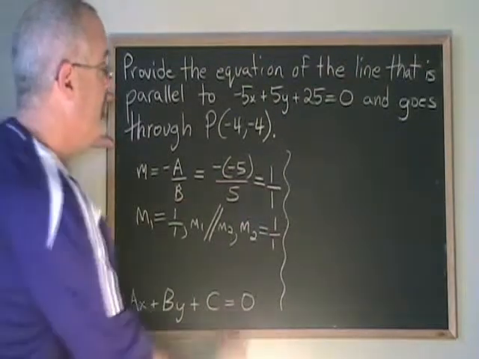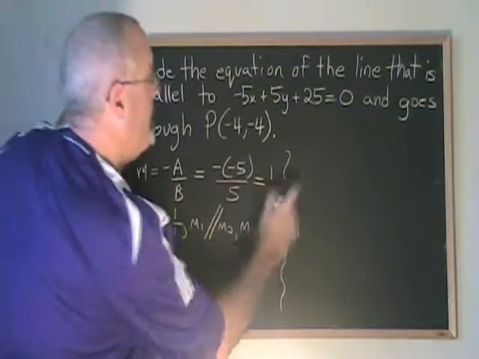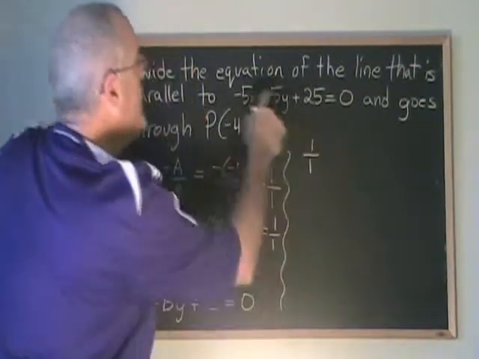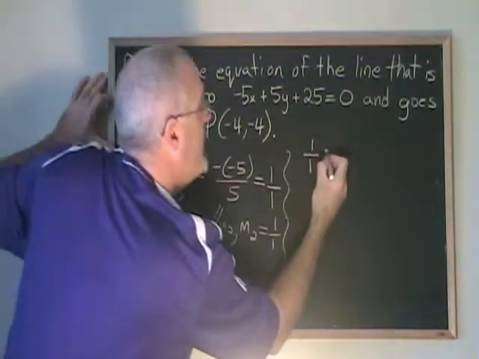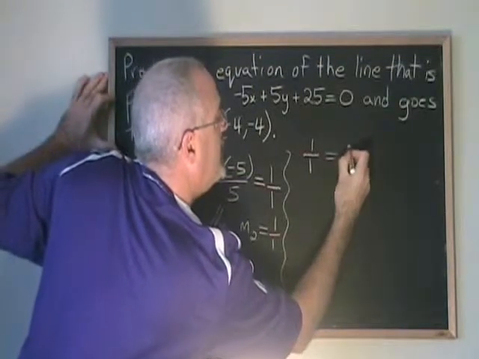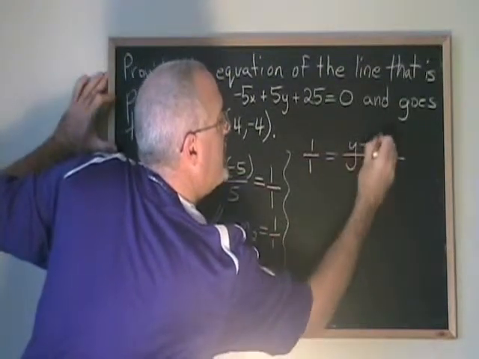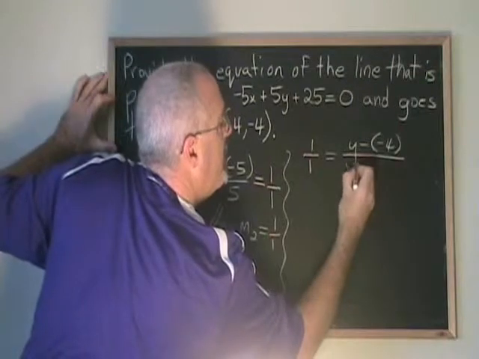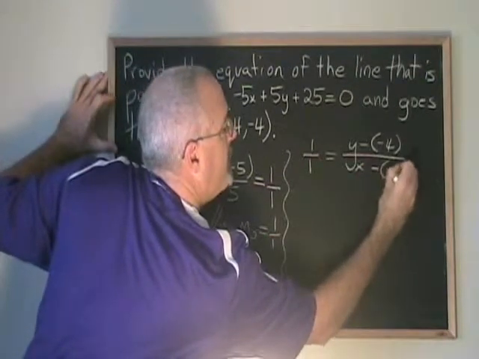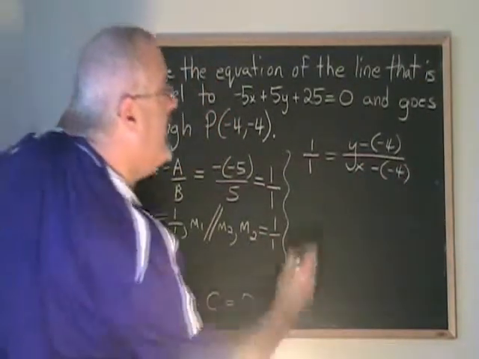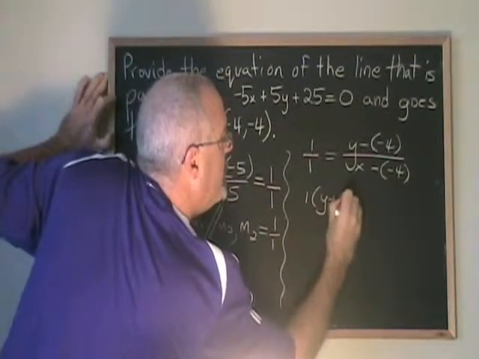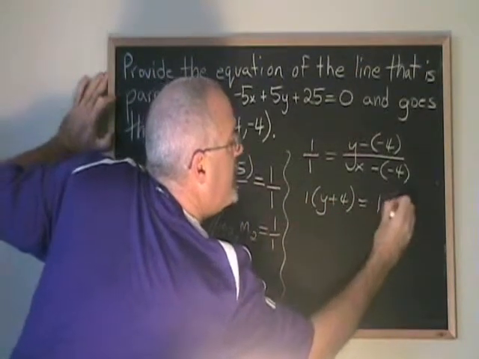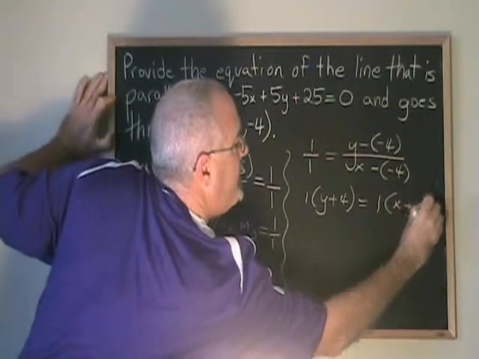equal slopes. I take this slope in the form of a fraction and this point that I was given, and I use them to derive the equation. 1 over 1 equals y minus -4 over x minus -4. Cross multiplying, 1 times y plus 4 equals 1 times x plus 4.